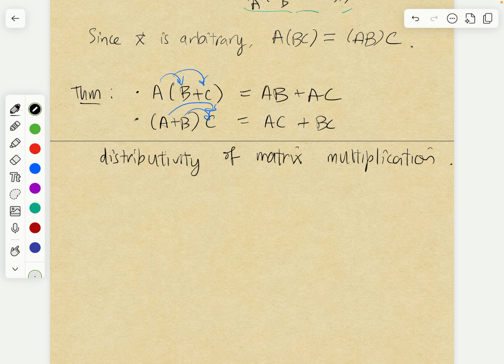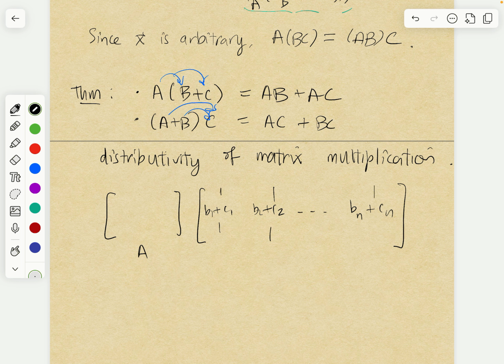So for the first one, if you have a matrix A, and then you have these two matrices B plus C, I mean, what's going on is B plus C is this matrix. Let's just call the columns of B the Bi's, and the columns of C the Ci's. So if you take B plus C, the first column is B1 plus C1, the second column is B2 plus C2, all the way to Bn plus Cn, right?